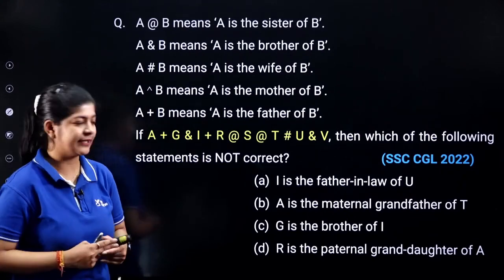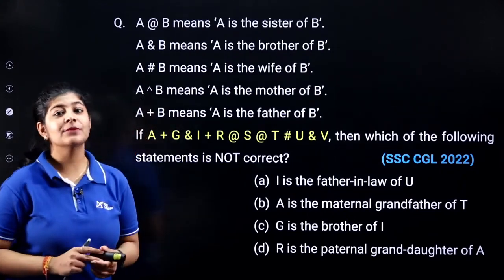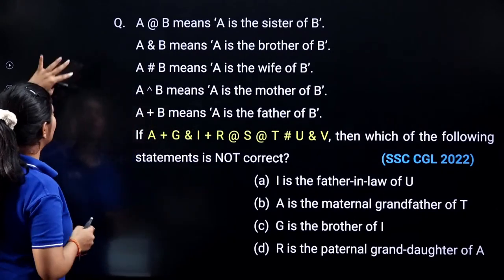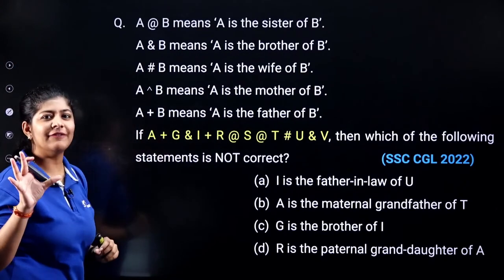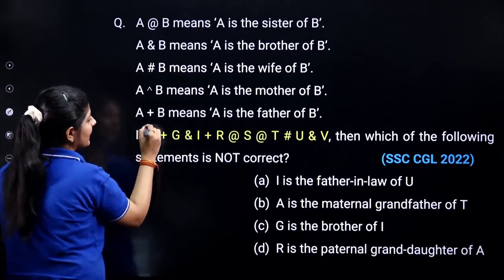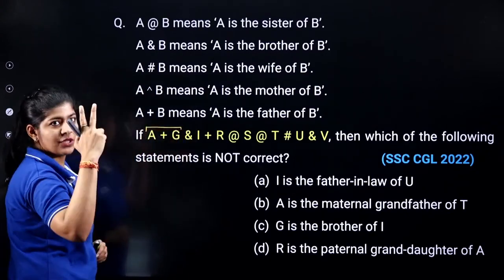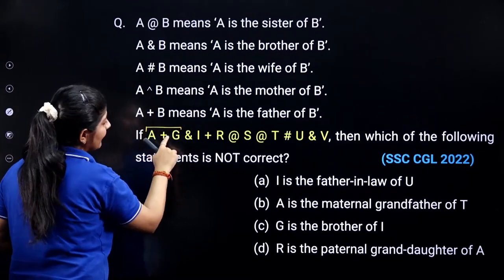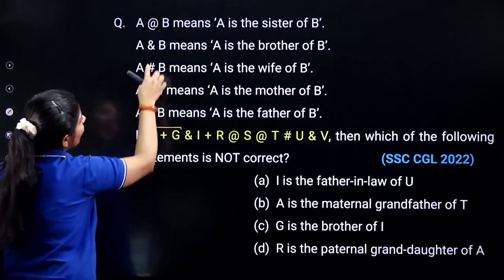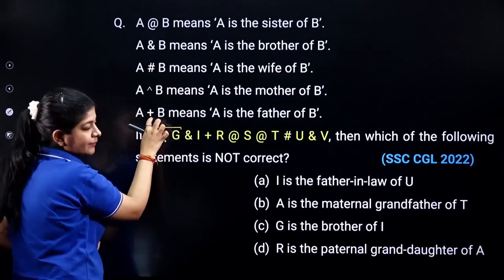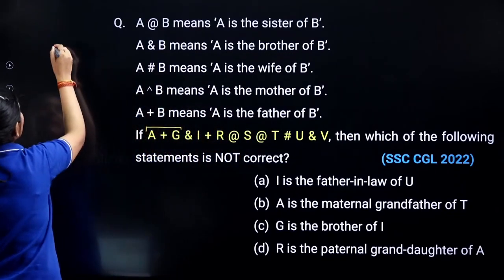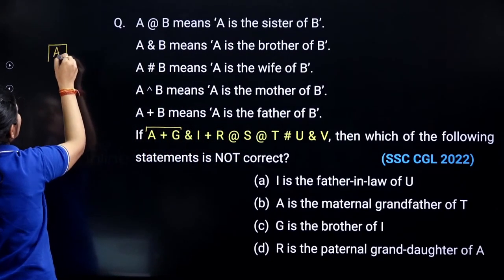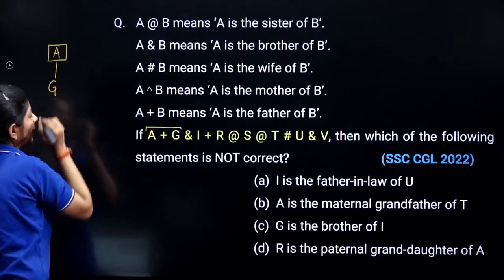Okay, let's start drawing it. This time I am going to draw the family tree here, right? A plus G. Whenever we have these types of questions, just pick two entities at a time. A plus G. Where we have this plus symbol, it means that A is a father of B. That means A is a father of G, right?